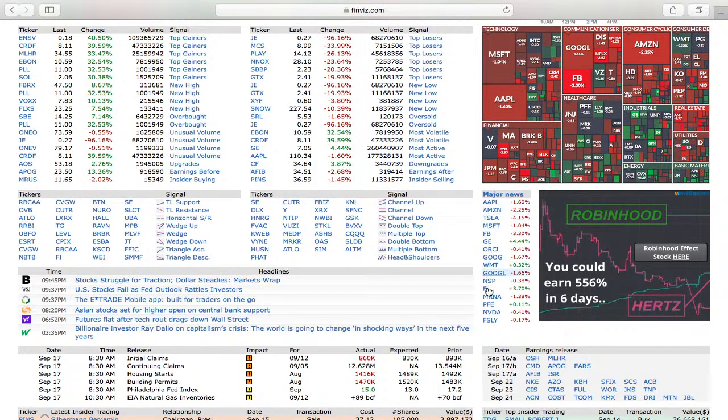You got all your stocks with major news because everyone wants to talk about Apple and Tesla. So of course those two are up there. Everyone's always asking about Amazon. So these are the ones that have the major news going on.